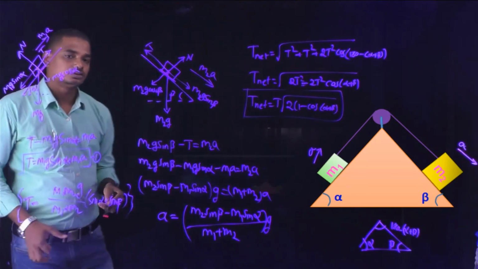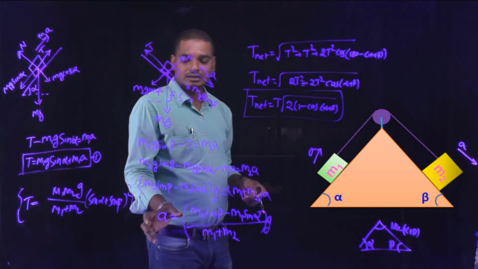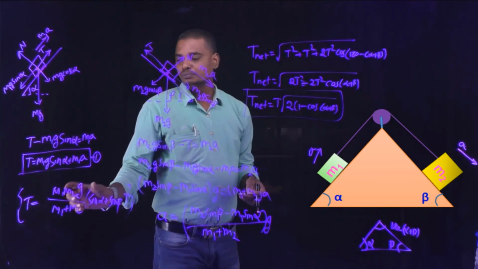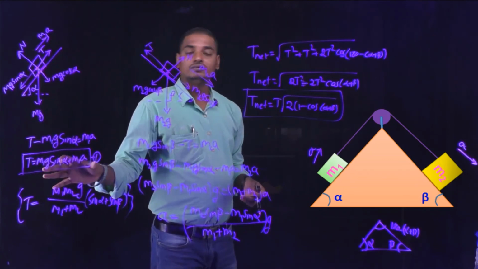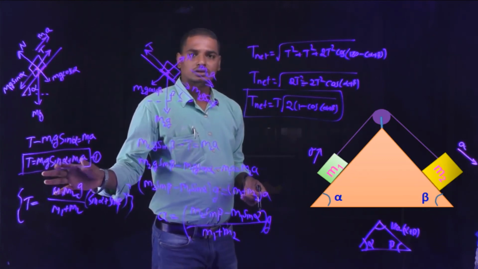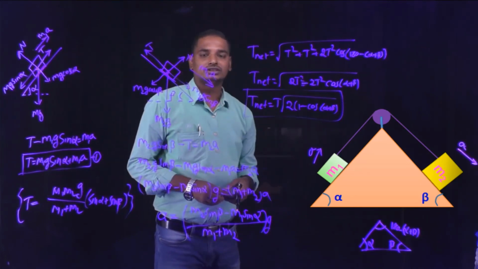Okay. So when the numericals are given, it will be much easier. If we calculate the acceleration, then we have to simply substitute the numerical value of a. Then the equation of the tension will be simpler. It is also a numerical value. Then we can simply calculate the tension in the string.